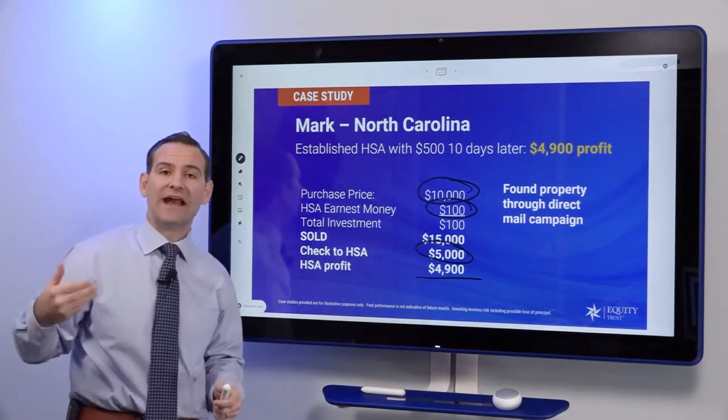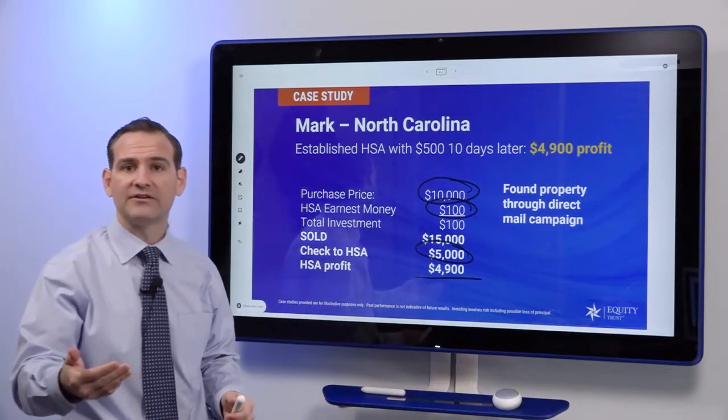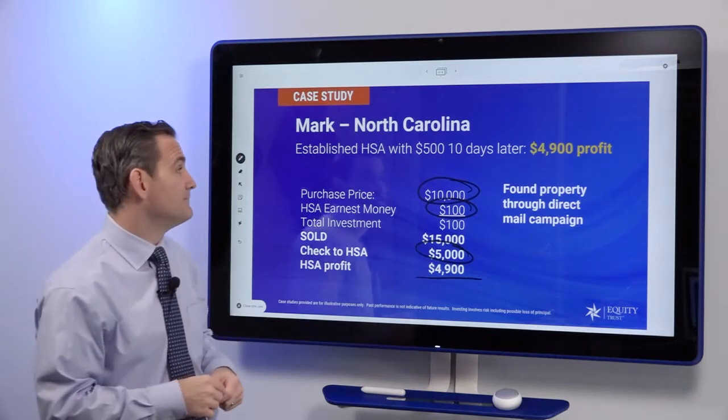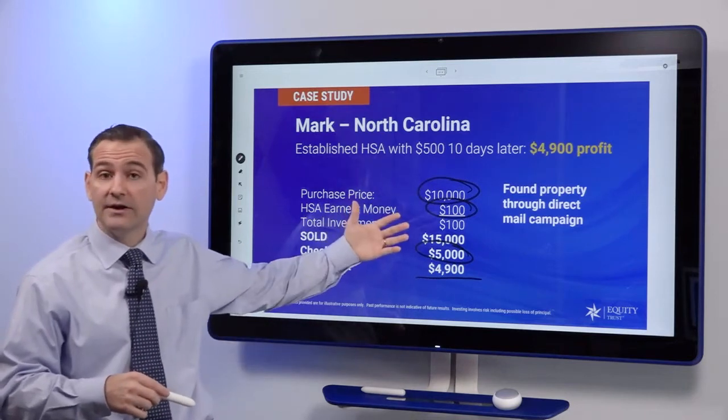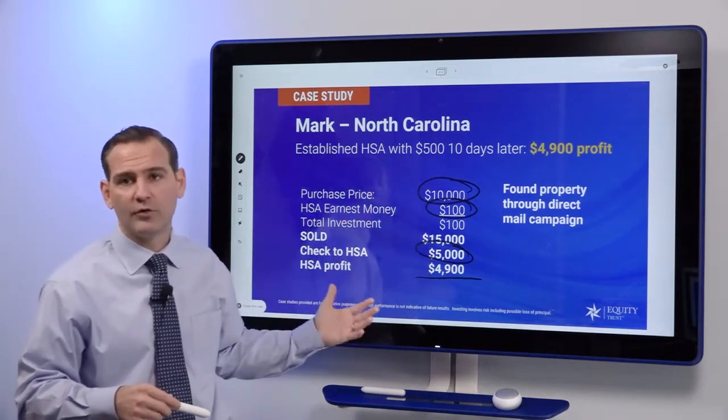Should he choose to take that out, as long as he uses it for healthcare related expenses, it's tax-free. Now you can plug and play Roth IRA in here. You can plug and play traditional solo 401k.